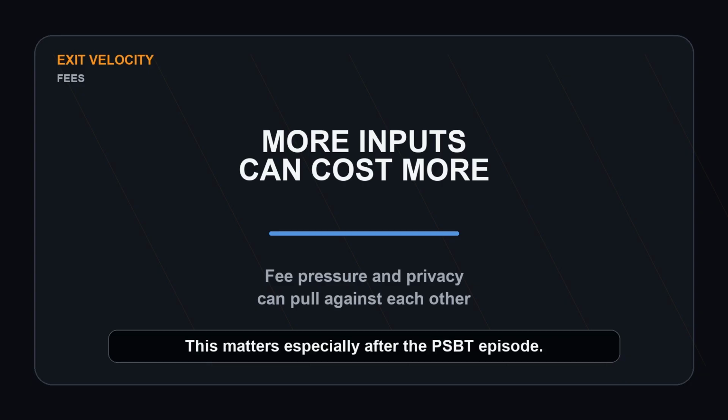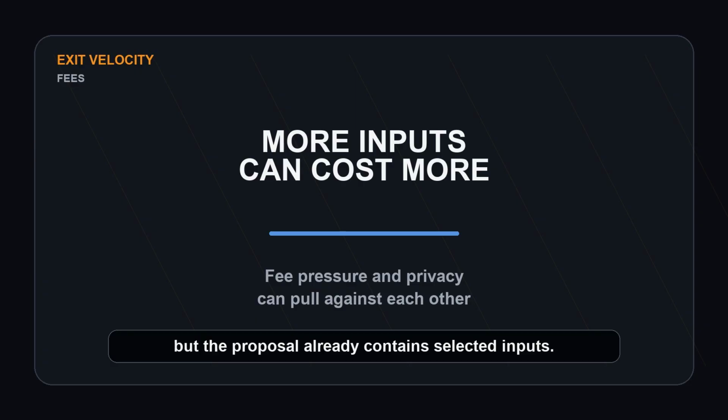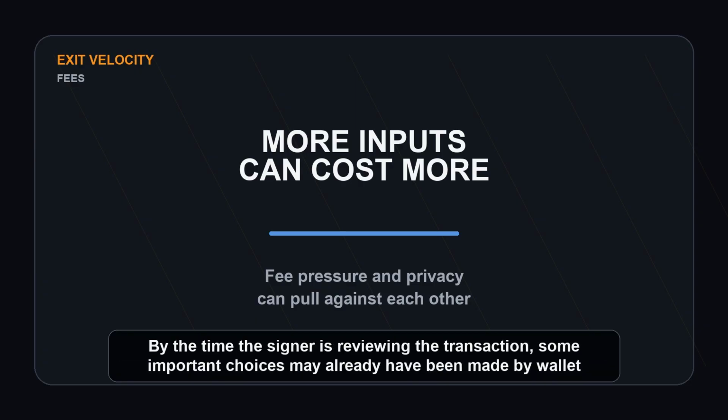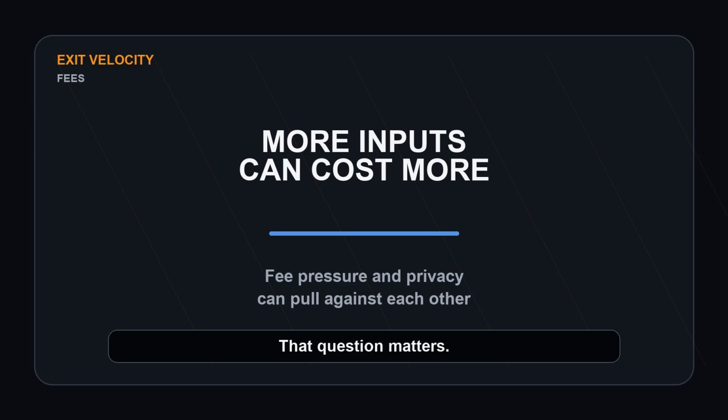Now reverse it. Imagine you have 20 tiny UTXOs. Leaving them separate may preserve some context, but spending them later during a high fee period could be expensive. Combining them during a lower fee period might make future spending easier, but the consolidation transaction may link the coins together. That is not a moral rule. It is a trade-off.